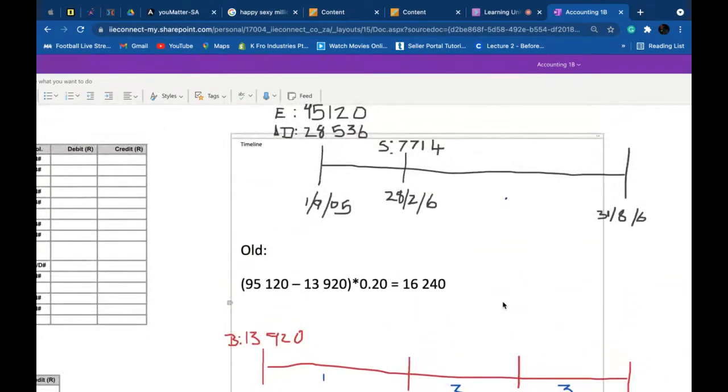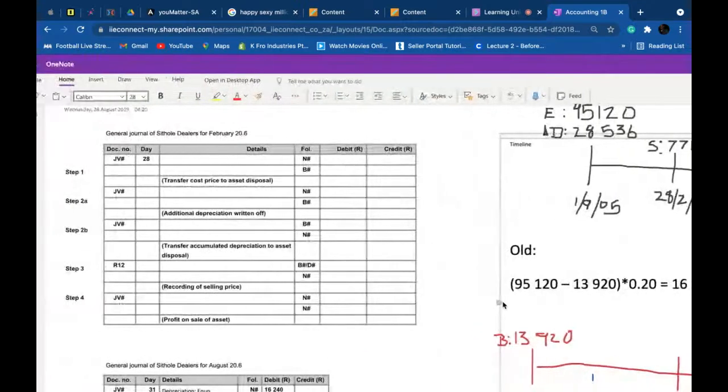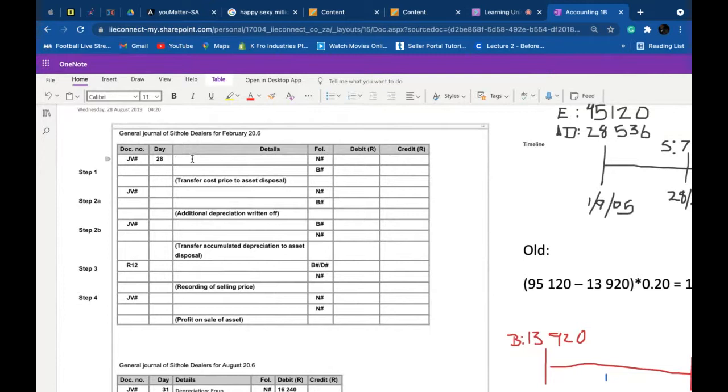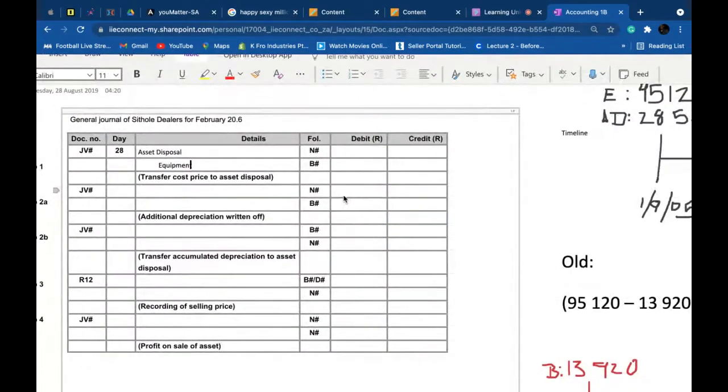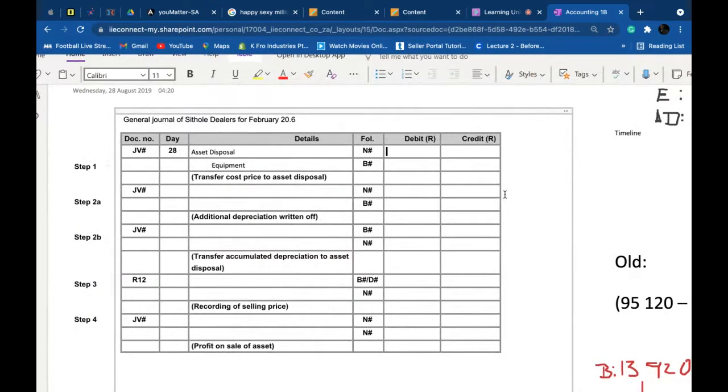We're happy. So now let's obviously record this. Remember in our steps, the first thing that we want to do is remove the cost price of the asset we just disposed of. So again, asset disposal is going to be debited because we're going to credit the equipment account. This time we're dealing with equipment. Let me zoom in now. So we know this is 13,920. Am I right? 13,920?